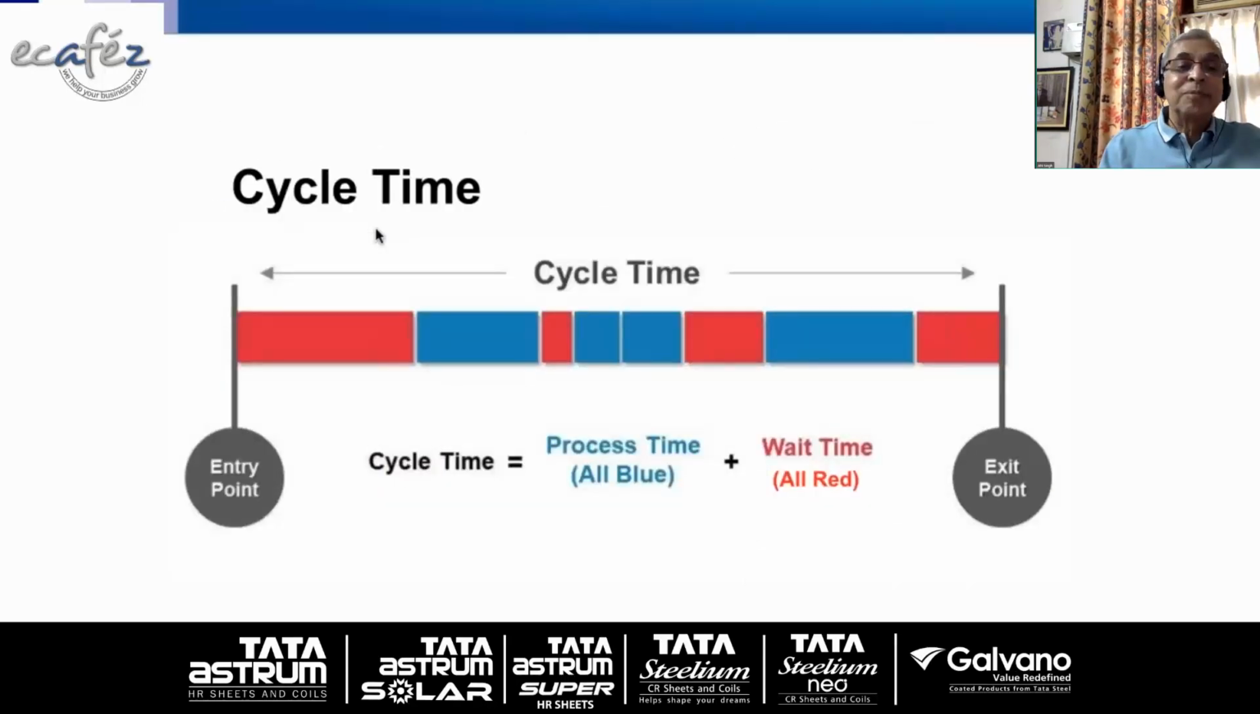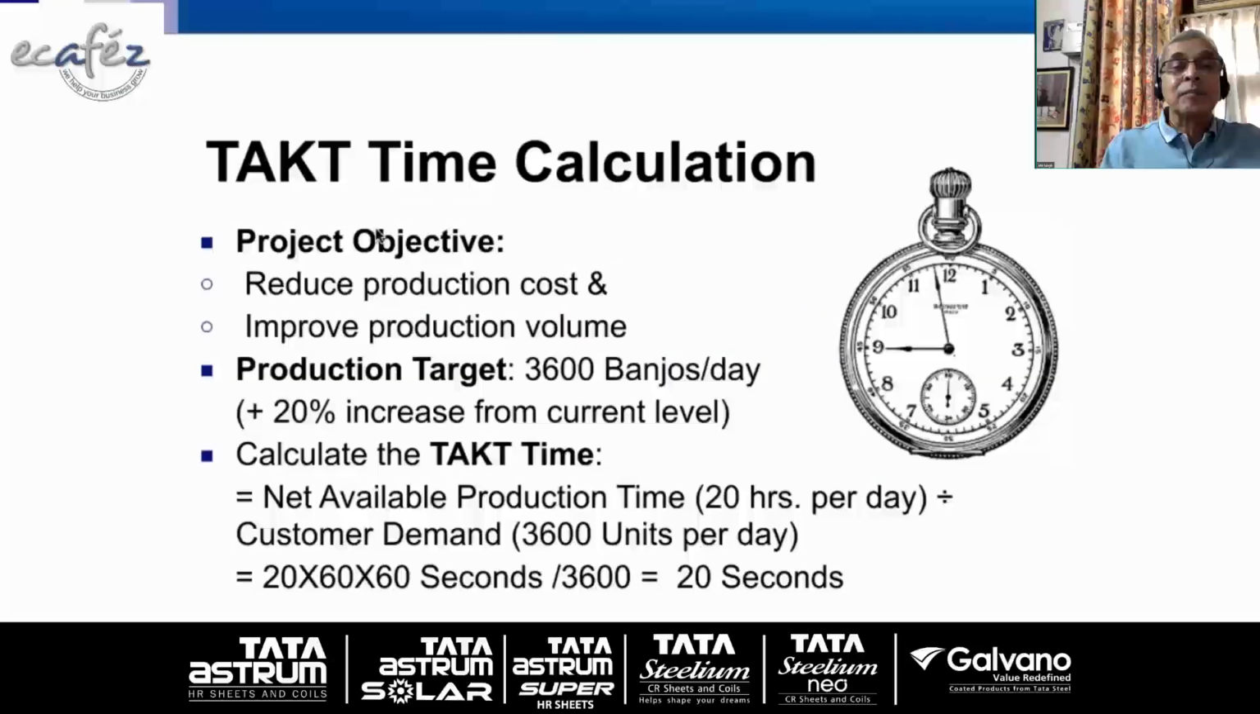What is cycle time? It is from entry time to exit, loading to unloading. This contains the process time or the value added time, all blue, and the waiting or non-value added time, all red zone. Then this is a new parameter, of course I discussed it. The cycle time should match the takt time, the demand rate.